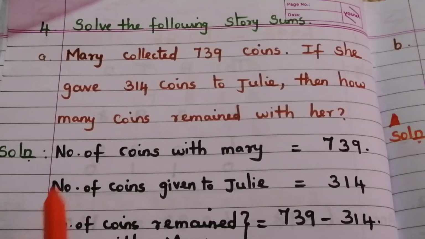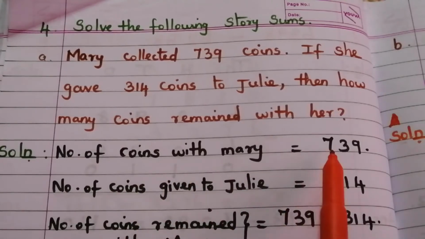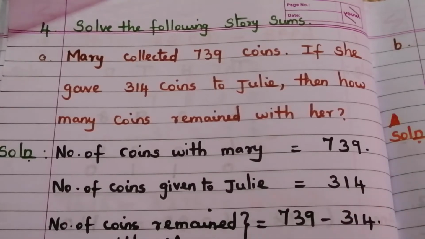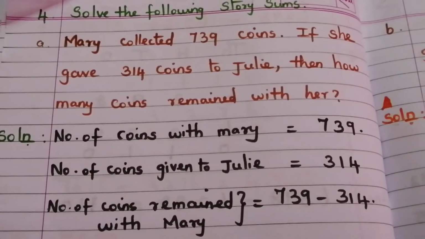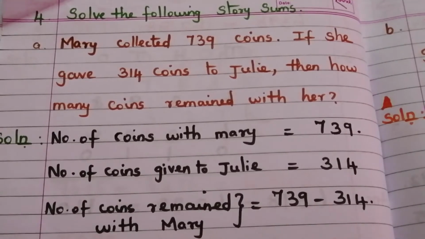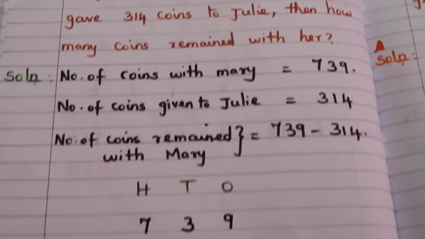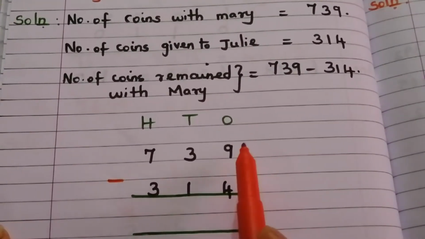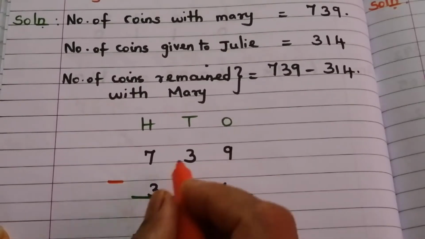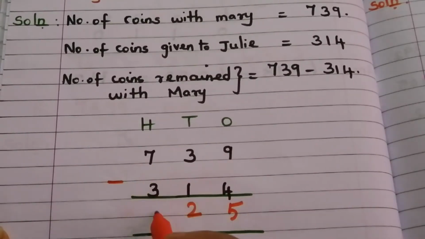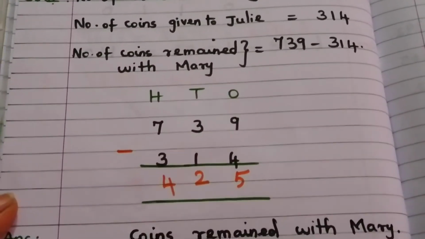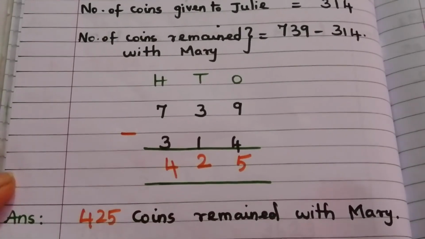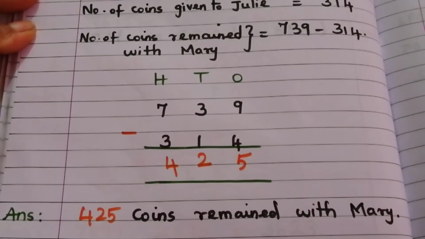So in the solution part I have written number of coins with Mary equal to 739 and number of coins given to Julie equal to 314. So number of coins remained with Mary equal to 739 minus 314. We write these two data vertically and then do the subtraction. Start from ones place. 9 minus 4 is 5 and 3 minus 1 is 2. 7 minus 3 is 4. So the answer is 425. So 425 coins remained with Mary.